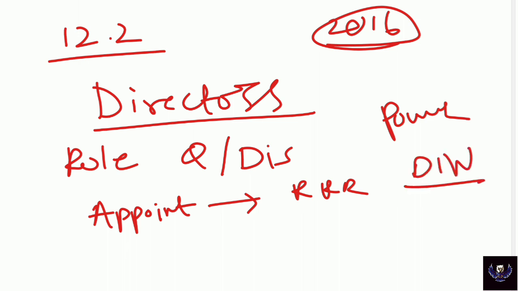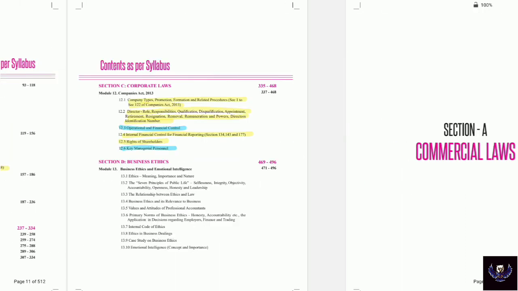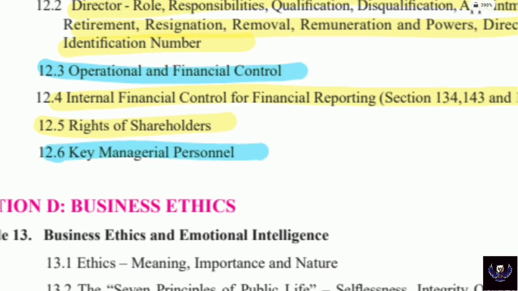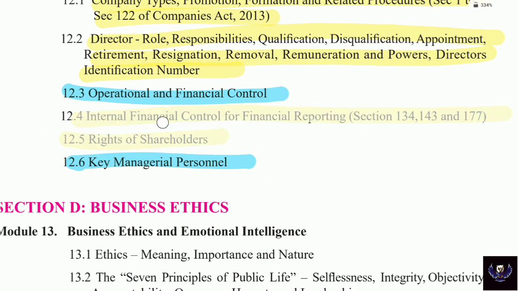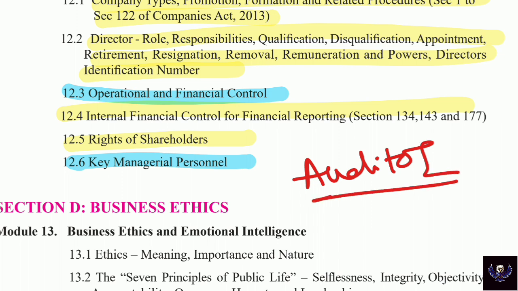This can be covered within less time, but this is scoring and it is sure that you will see a question in the examination. Then when it comes to the internal financial control for financial reporting, it's regarding the topic of auditor. So what are the duties and all, you will be seeing that. It's an important topic, you have to cover it.